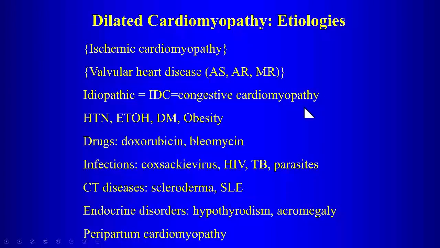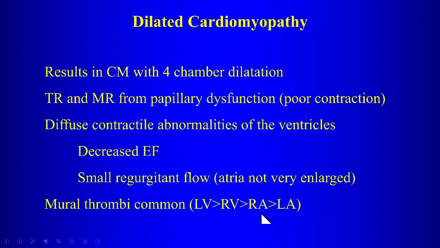So usually when we're talking about cardiomyopathies, we're excluding ischemic causes and we're excluding valvular causes, and then there are all these other causes that we've kind of just touched upon briefly as various causes of cardiomyopathy, okay? But they all end up in the same place: four-chamber dilatation, tricuspid regurg, mitral regurg from papillary muscle dysfunction, contractile abnormalities, decreased ejection fraction. There can be mitral regurgitation, but the flow is not a lot, it's not a high volume because the ejection fraction has been reduced.